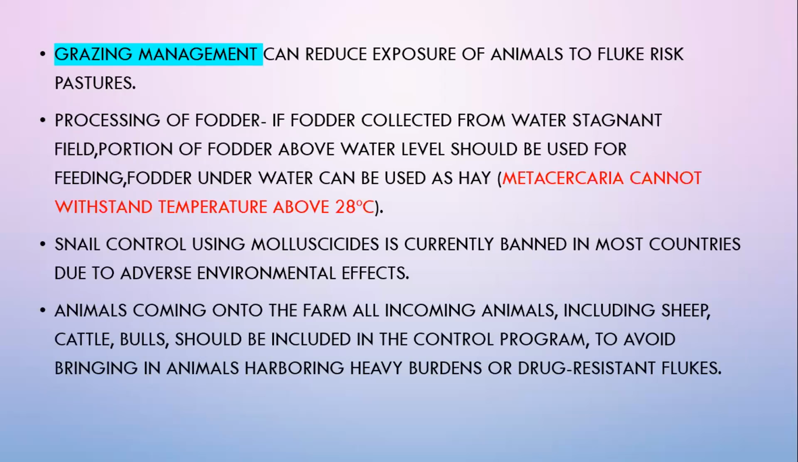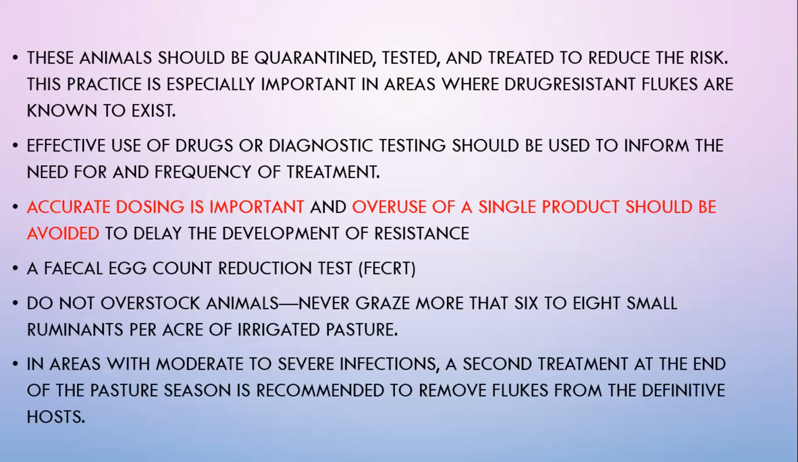Now, when an animal is coming to the farm, all types of animals, because they share the same pasture, should also be included in the control program. We need to avoid animals that already have heavy burdens of this parasite, and there is now the problem of drug-resistant flukes that has also come up. So to avoid that, it is advisable to include all the animals coming into the farm, if multiple species are there, in this control program.